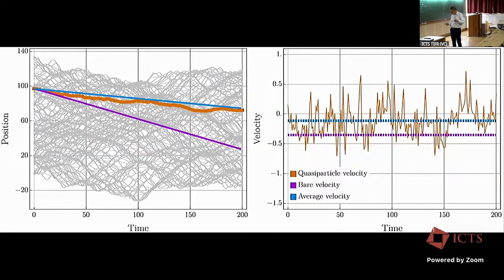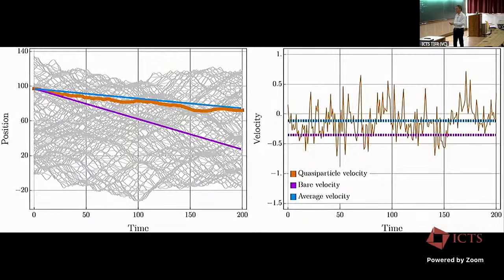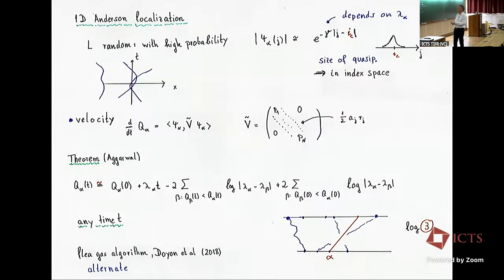But what Amol actually tells you is that there's an implicit definition of this eigenvalue position, the quasi-particle position, which is verified with a very high probability. And you see, it's quite intuitive.